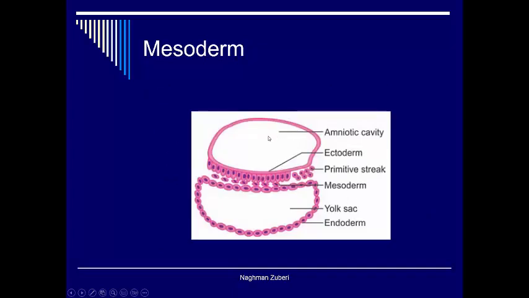This is the amniotic cavity. This is the ectoderm, primitive streak. Here the mesoderm is proliferating and spreading. This is the endoderm. This area is endoderm. And then the yolk sac. This is the yolk sac.